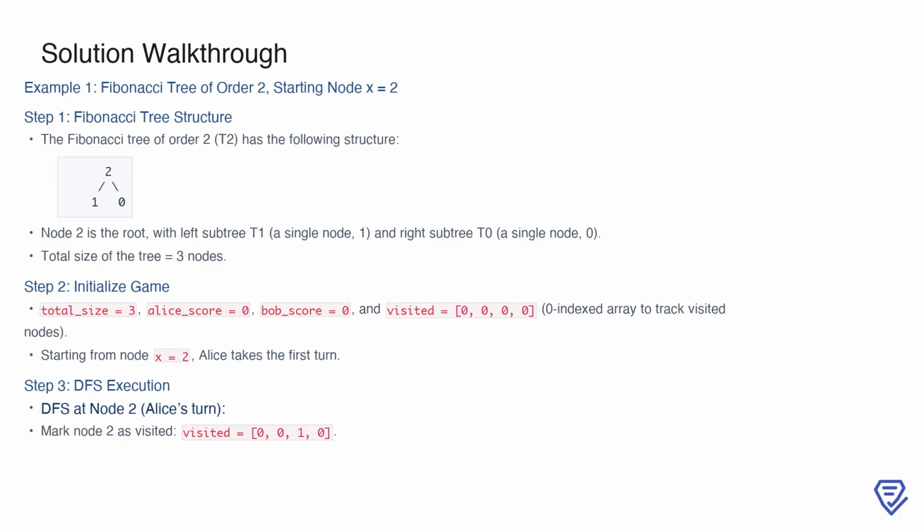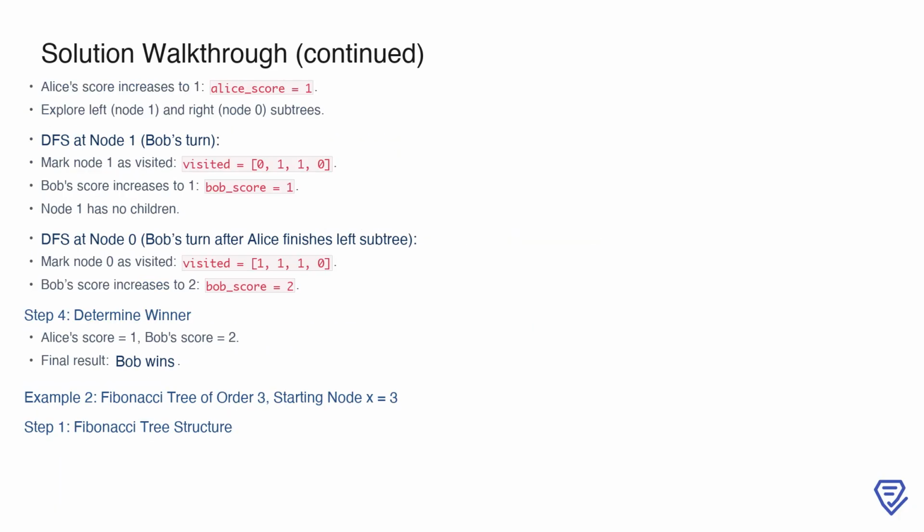Starting at node 2, Alice takes the first turn. The game begins with a depth-first search, or DFS, at node 2. During Alice's turn at this node, we mark it as visited and update the visited array to reflect this. Node 2 is now marked, indicating Alice has taken it. After marking node 2, Alice's score increases by 1, bringing her total to 1. From here, the DFS explores the left and right subtrees of node 2.